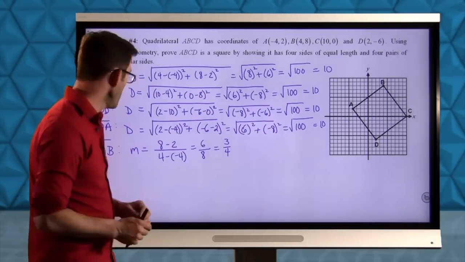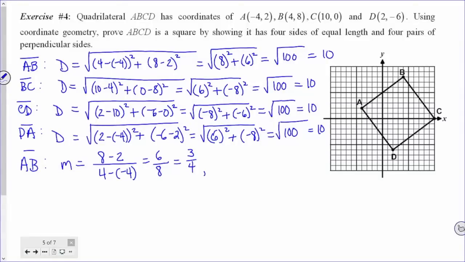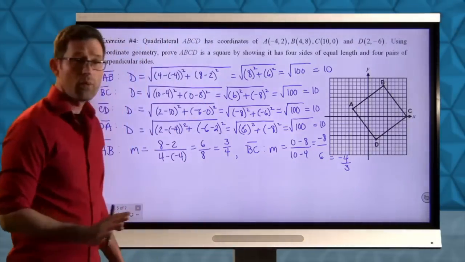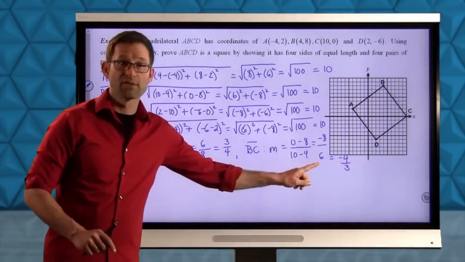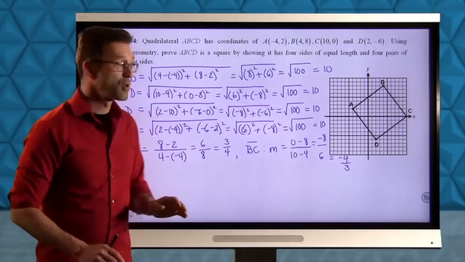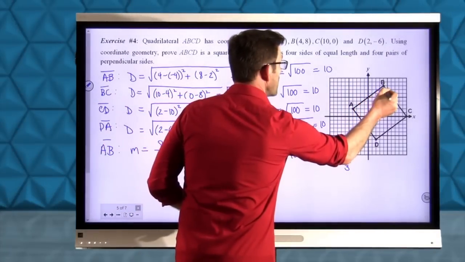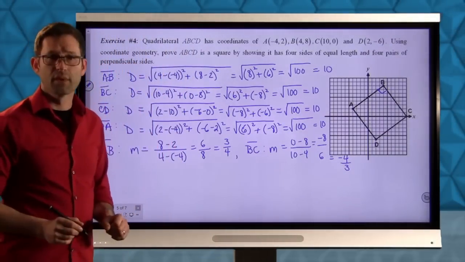All right, let's go through it. AB has that slope of 3/4. BC has a slope of 0 minus 8 divided by 10 minus 4. Be careful with your signs. That's negative 8/6, which reduces to negative 4/3. Notice I have a slope of 3/4 and a slope of negative 4/3. Those are negative reciprocals, and because they have negative reciprocal slopes, AB and BC must be perpendicular to each other. That immediately gives us a right angle. All right, let's keep going.